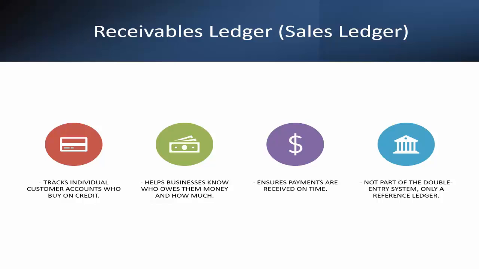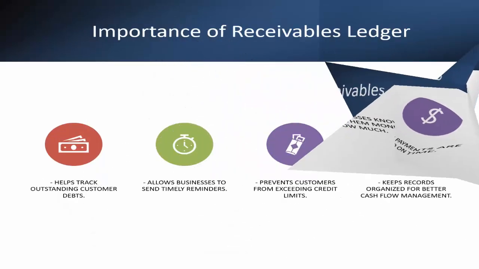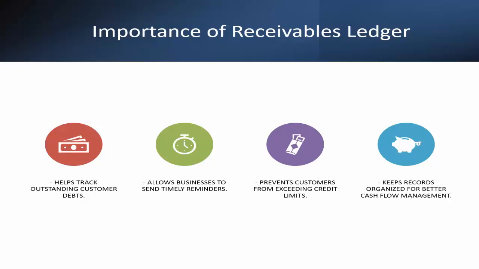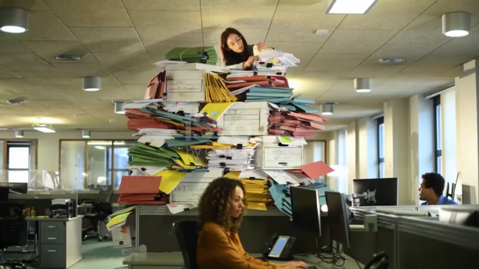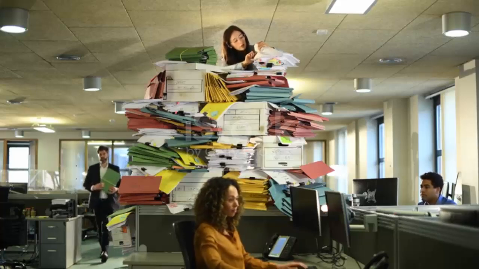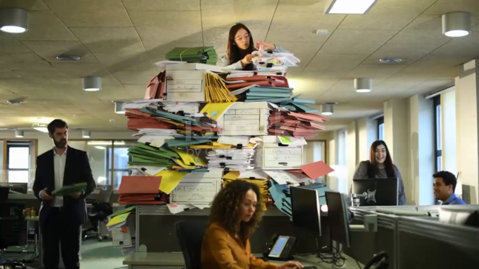Why do we keep a separate receivables ledger? You might be wondering, why not just track everything in the general ledger? Well, here's the thing. The general ledger is designed to give a summary of financial transactions. It shows how much money the business is owed in total, but it doesn't break it down customer by customer. Let's say your business has hundreds or even thousands of customers who buy on credit. If all of their transactions were dumped into the general ledger, it would become a chaotic mess, impossible to manage.